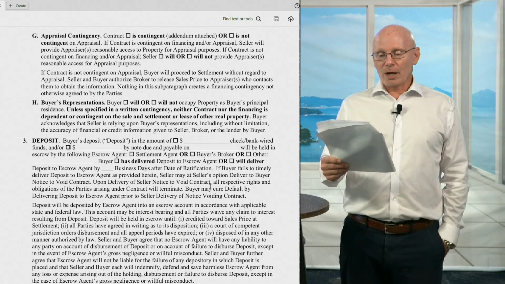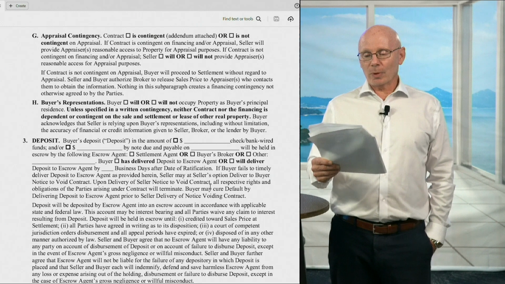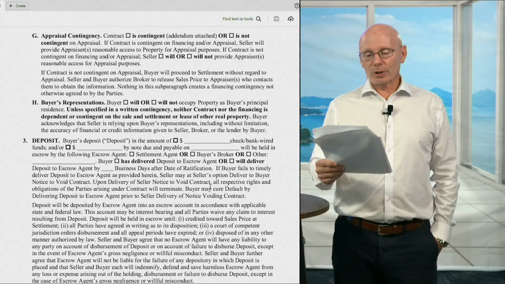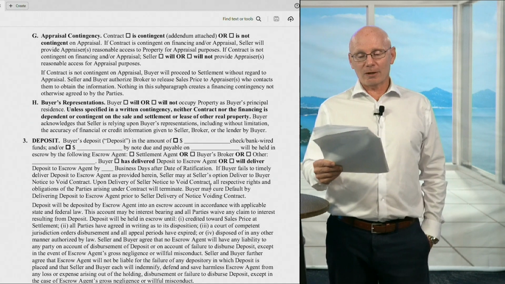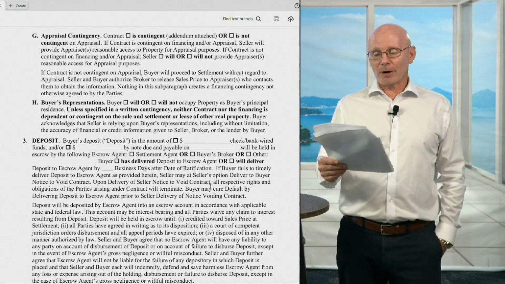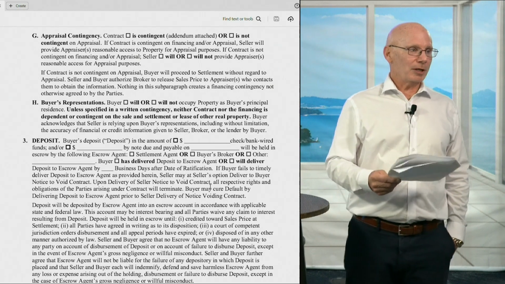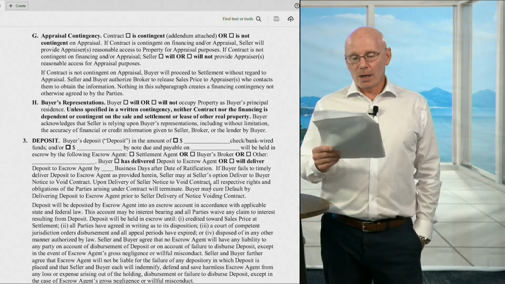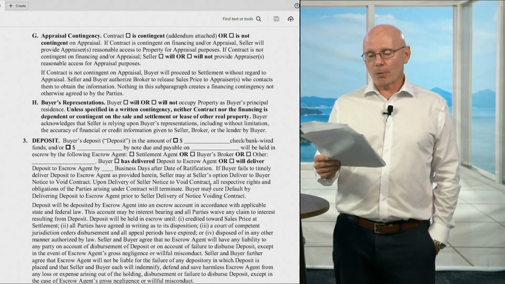So if contract is not contingent on appraisal, buyer will proceed to settlement without regard to the appraisal. Seller and buyer authorize broker to release the sale price to appraisers who contact them to obtain the information. Nothing in this subparagraph creates a financing contingency, so you make sure that you have the appropriate addendum attached to your contract for your financing contingency, right? So on those, you're checking the appropriate boxes.